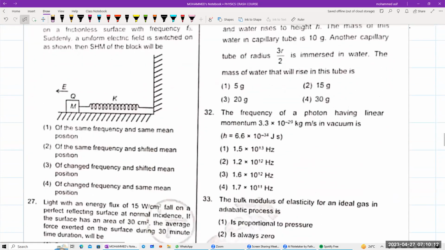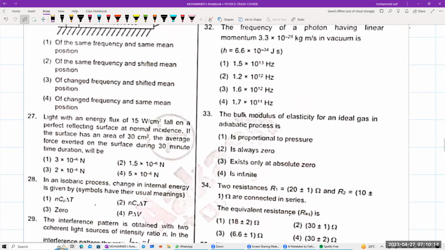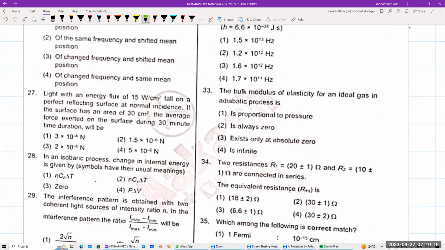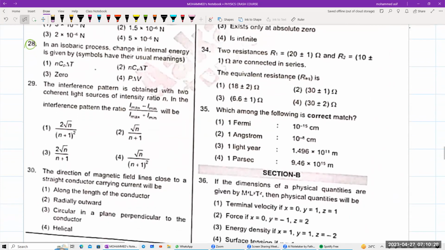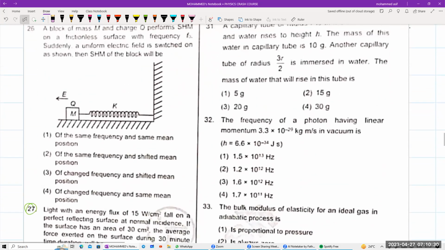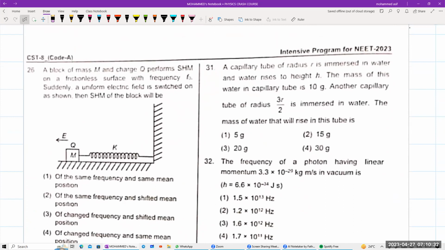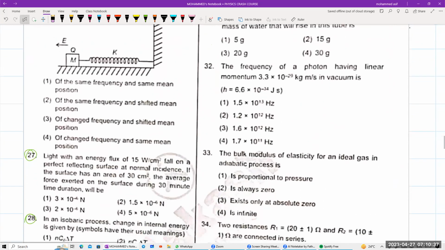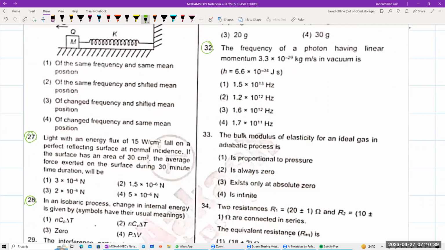Then this one is SHM. Question number 27 is light of energy flux 15 watt per centimeter square on a reflecting surface, this is dual nature, we can do it too. Isobaric process is heat and thermodynamics. This is a wave optics question, we'll come back again for 29. Question number 30 is again magnetic effects. Question number 31 is a capillary tube, we can try to do this one. The frequency of the photon having the linear momentum, we can do 32.